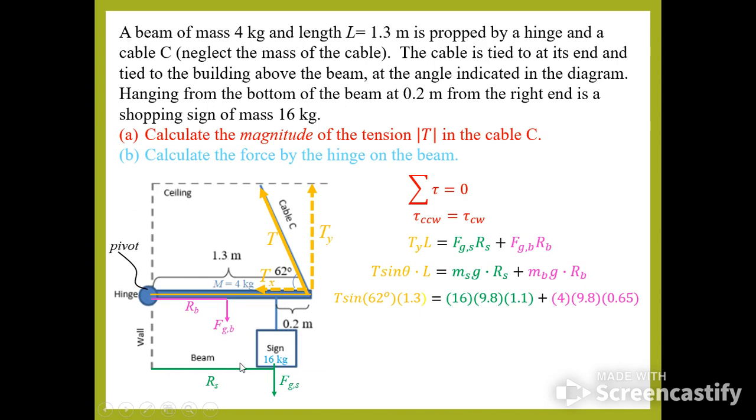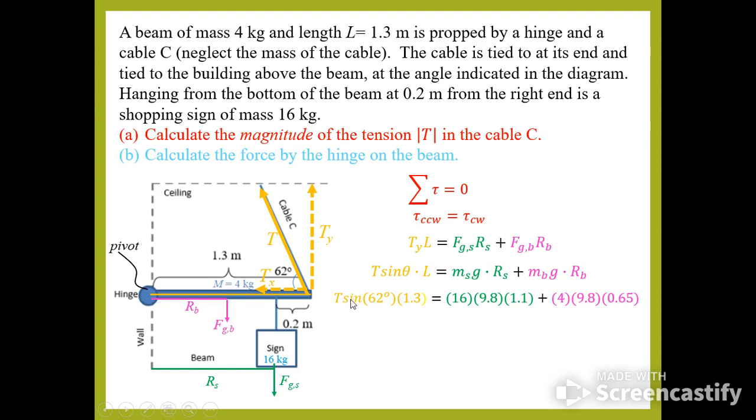So 1.3 minus 0.2 gives us this level arm, which is 1.1 in green. And we do the same with the weight of the beam. And again, for RB here, you don't want to plug in 1.3. You actually want to just plug in half, because the force of gravity on the beam is at the center of mass, which is half the length.